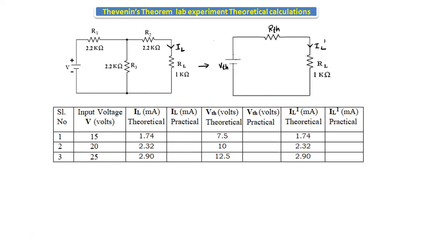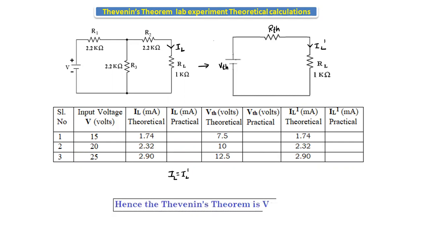Here, if you see the IL and IL dash values, IL we got 1.74 and IL dash we also got the same 1.74. Here also, the IL value at 20 volts is 2.32 and 2.32. Here also, the IL value at 25 volts is 2.90 and the IL dash value is 2.90. From this, we can say that IL is equal to IL dash for the different supply voltages 15 volts, 20 volts, 25 volts. Hence the Thevenin's theorem is verified theoretically.